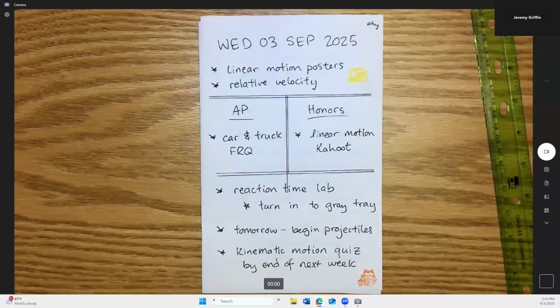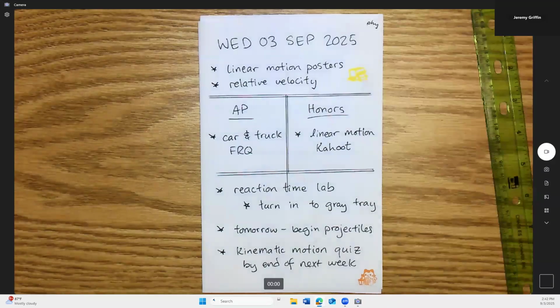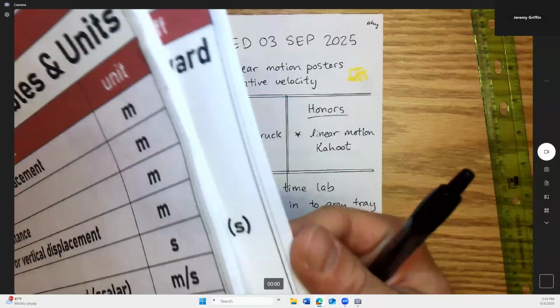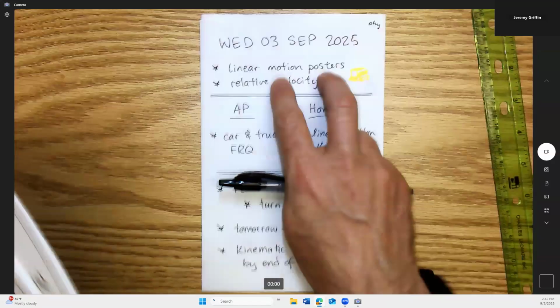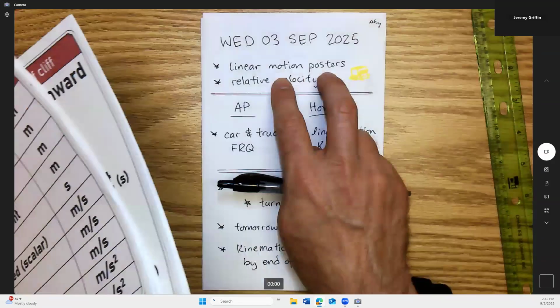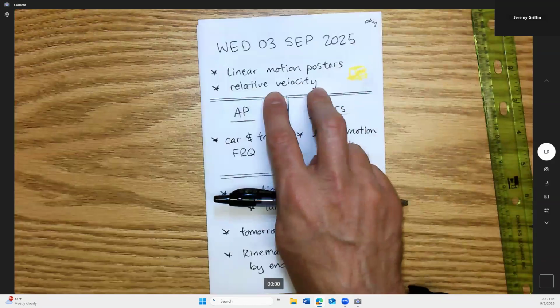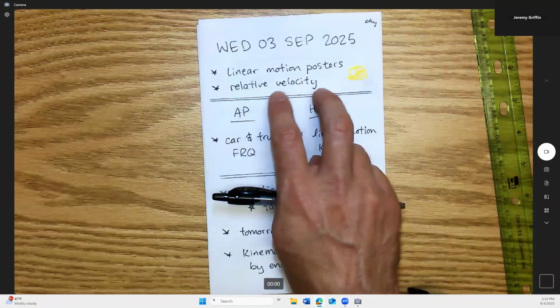Recording is rolling. It is Wednesday, September 3rd. Yesterday in class, I was going through these posters and I wasn't able to quite get to the last few, so I'll finish that here at the beginning of class today. There's a question that came up about relative velocity in my other classes, so I do want to explicitly cover this with you guys, and we'll go through an example here.